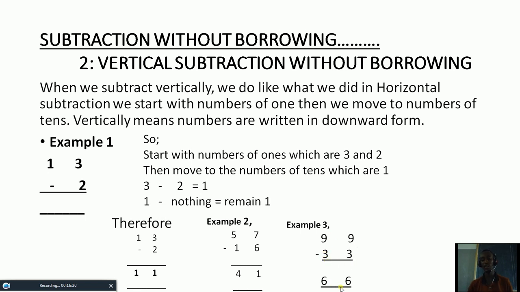So this is the way that we can do questions of subtraction. First of all, we have to determine the number of ones and the number of tens, and we must know that the number of tens is subtracted from the number of tens, and the number of ones is subtracted from the number of ones. But we start with the number of ones, then we follow with the number of tens.